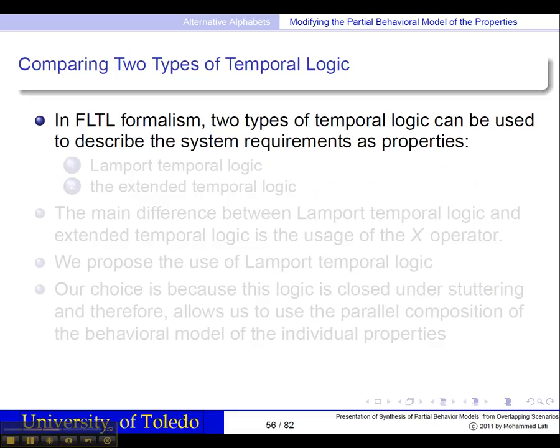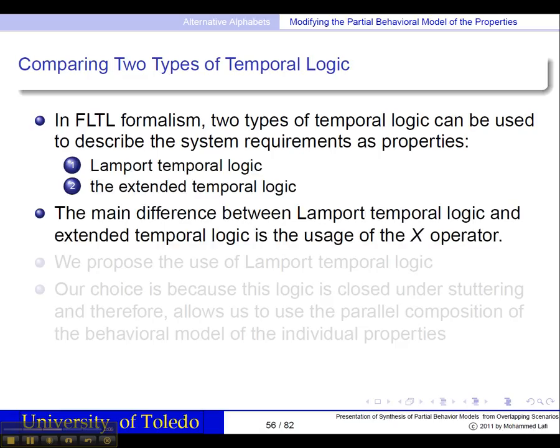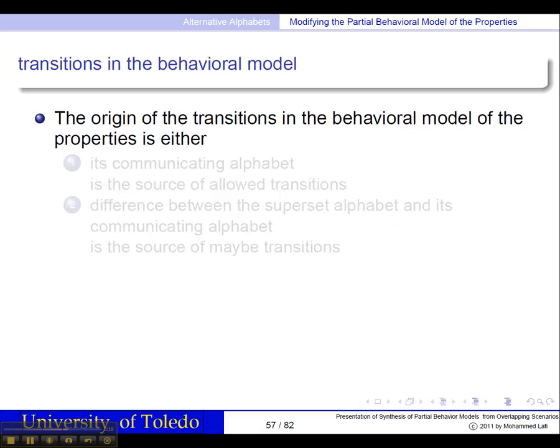We have two types of temporal logics that could be used to describe properties. One of them is called linear temporal logic, another one is extended temporal logic. The main difference between them is the usage of the X operator. We propose the use of linear temporal logic because it's closed under stuttering, and it allows parallel composition of the individual properties.